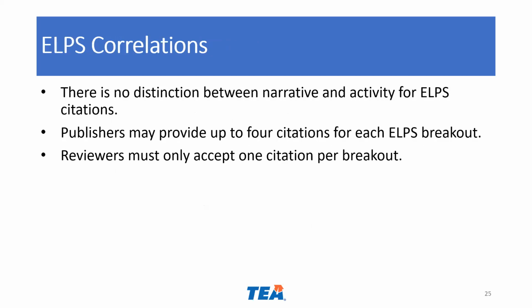The process for correlating to the ELPS is very similar. However, there are a few differences. For example, you don't have to distinguish between narrative and activity citations for the ELPS. Because of this, you have fewer rows for each breakout on the ELPS correlation template. You actually have 4 instead of 5. And the reviewers only need to accept 1 citation for each of those breakouts in order for you to get credit.